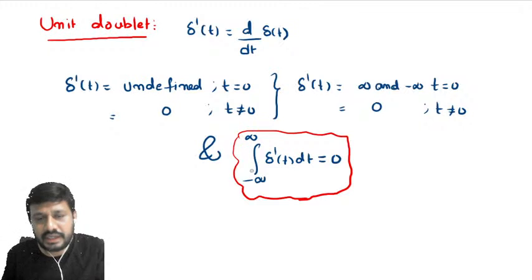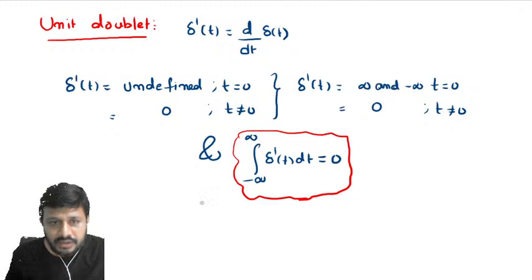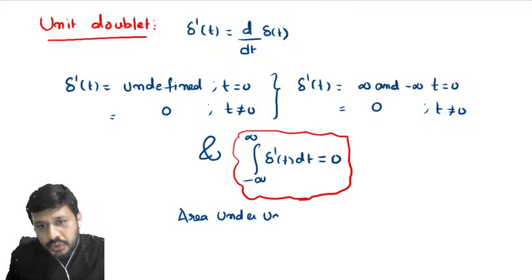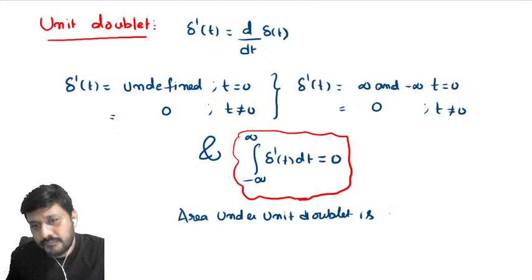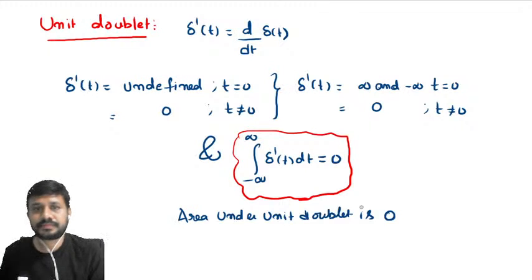Already we have seen that if I am integrating a signal, I am calculating the area. So we can say that area under unit doublet is 0. Area under unit doublet is 0.